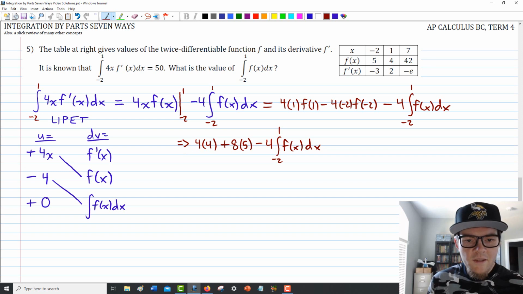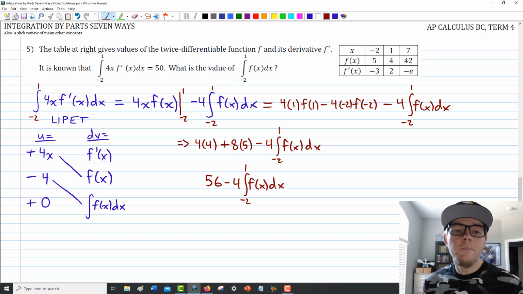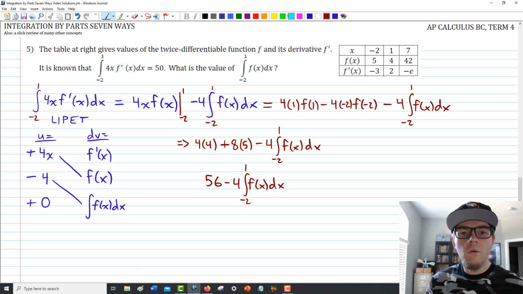And that means 16 plus 40 is 56. So we have 56 minus 4 times that integral we're looking for. And that's our definite integral's value. And at first you kind of go, okay, cool, we're done, right? Like, what do we have left?